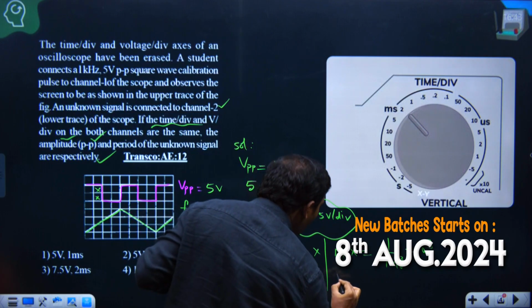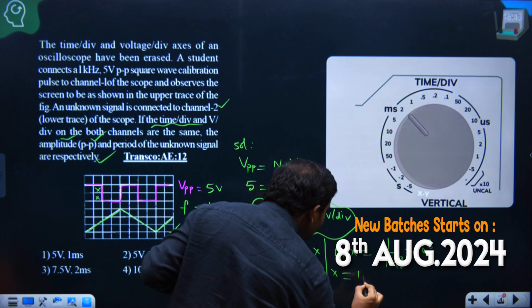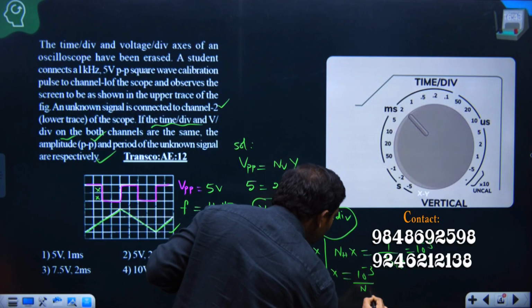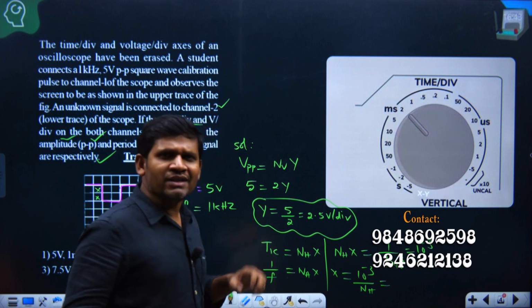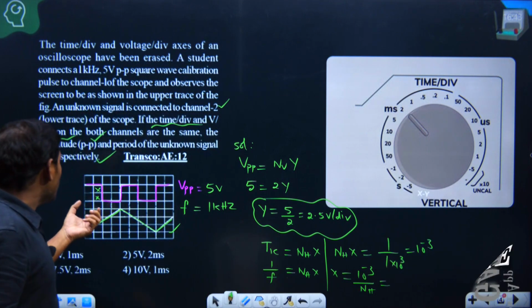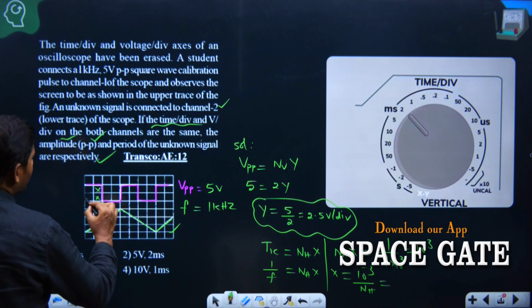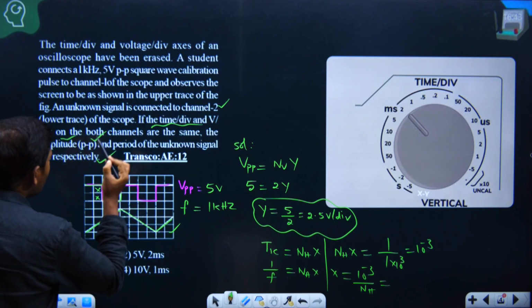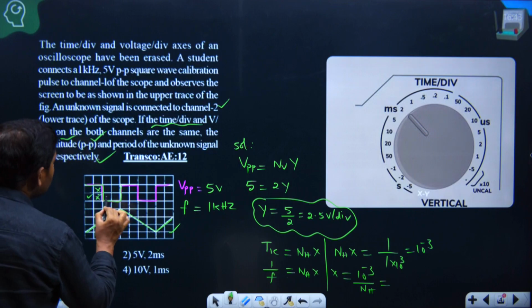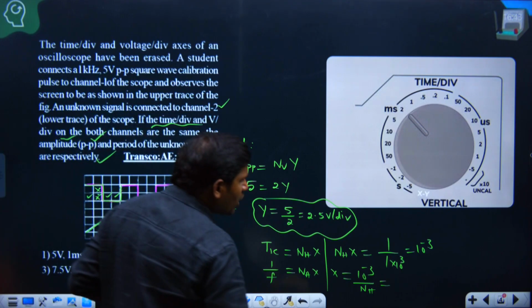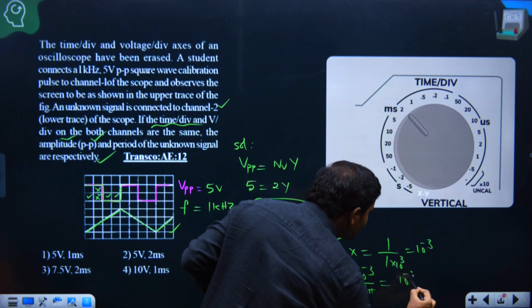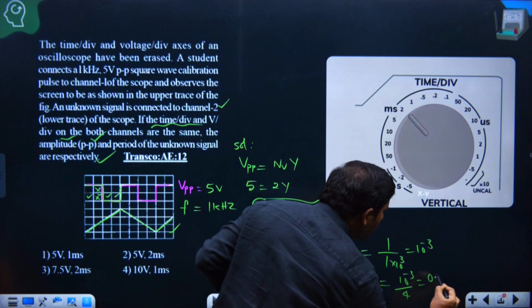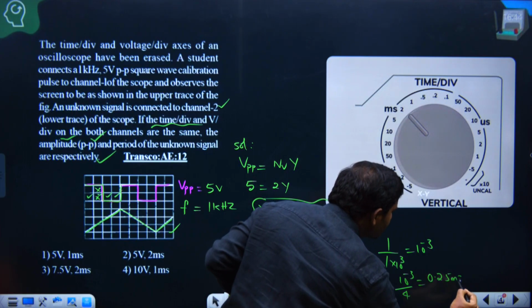Then from this, what is X equal to, friends? That is 10 power minus 3 by NH. How many horizontal divisions are occupied by the displayed waveform? These are the horizontal divisions. This is for 1 cycle, you have to take for 1 cycle. For 1 cycle, 1, 2, 3, 4. In total it is occupying 4. That is 10 power minus 3 by 4, which is equal to 0.25 milliseconds.